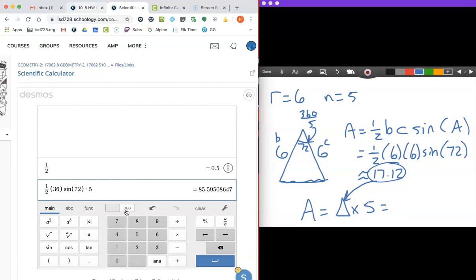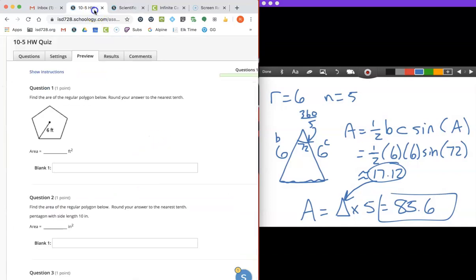This was an answer that I had to change in the answer key, by the way. I think the way I had it rounded was a little bit different, but if you put 85.6 to the nearest 10th, then you have the right answer now. So that's number 1.